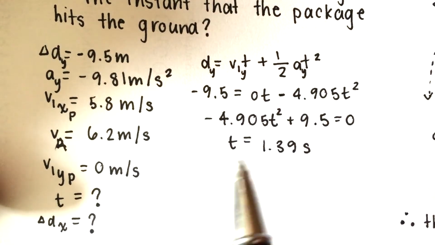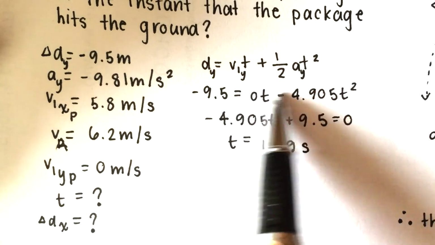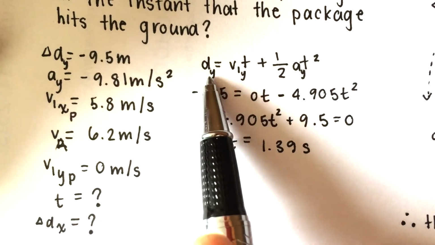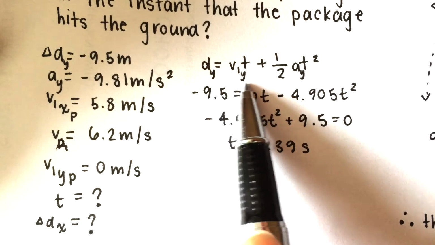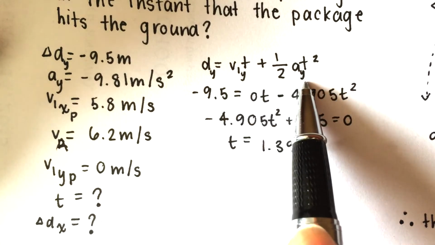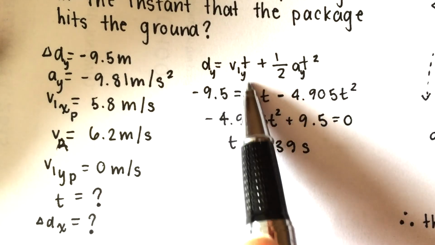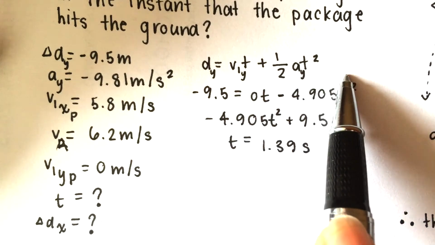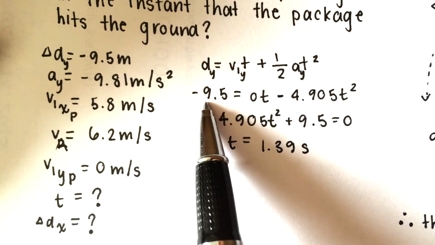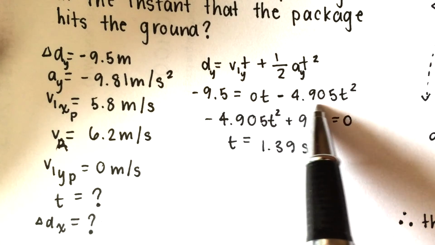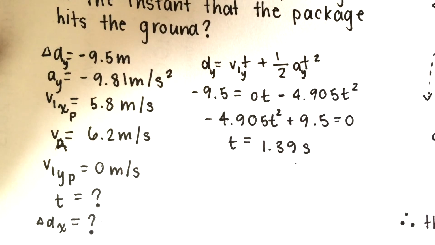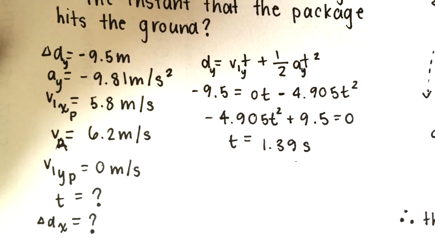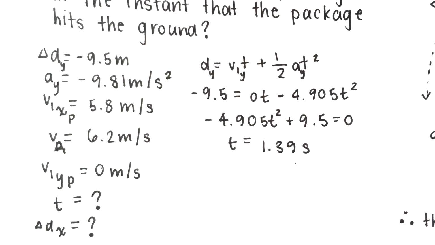So we know that we're going to have to use this kinematics equation here. We have 3 of the 4 variables. We know delta d, we know the initial velocity in the y direction, and we know the acceleration in the y direction. So we've got d equals v1t plus half at squared. All we're going to do is sub in our values, and then we're going to solve. And we get a value of t equals 1.39 seconds. You're also going to get a negative t value, but since you know that time cannot be negative, you can reject that immediately.